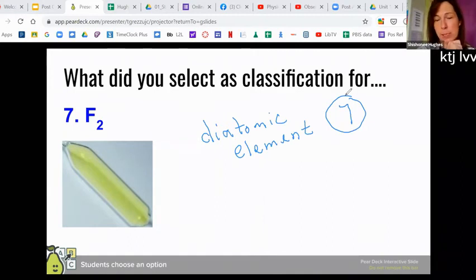You don't need to memorize them. You have that table. You could use the table. Fluorine will never exist in nature just as F. It won't exist by itself. It is too reactive.